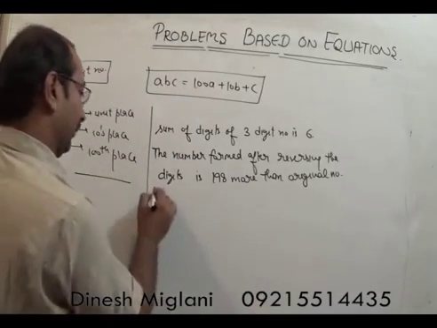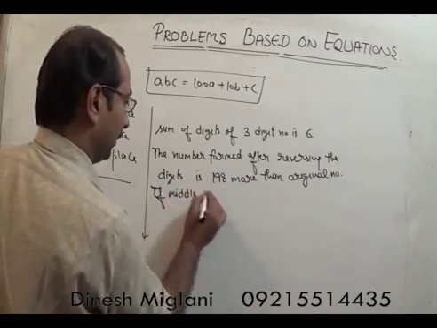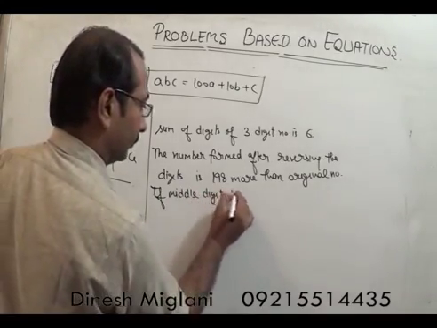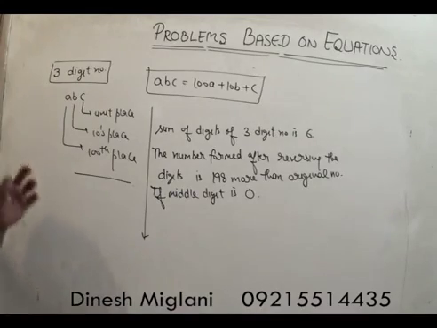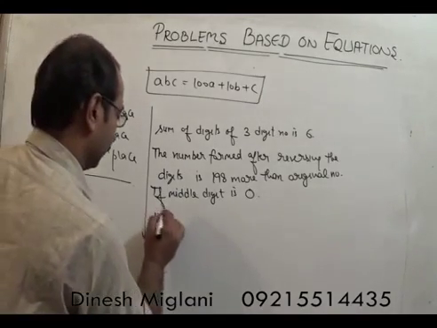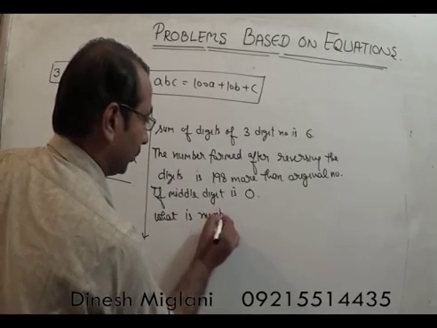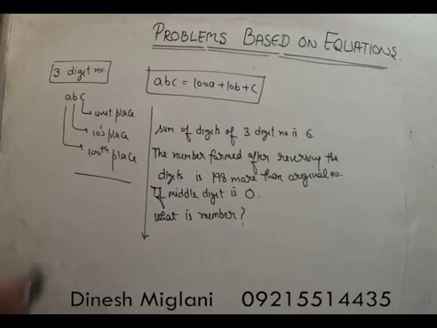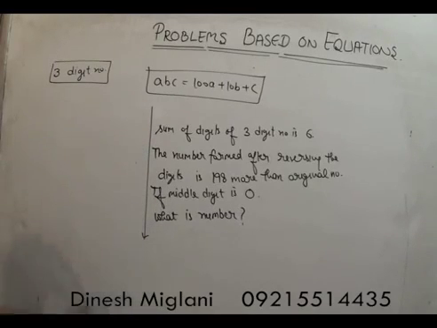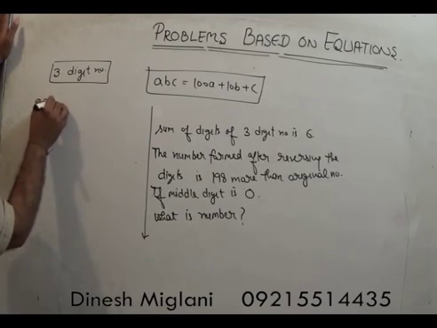Next condition is if the middle digit is 0, what we have to find out? We are supposed to find out what is the number. Now when you look at this statement, what is given to us? The middle place is 0. So I can assume my number as A0B.